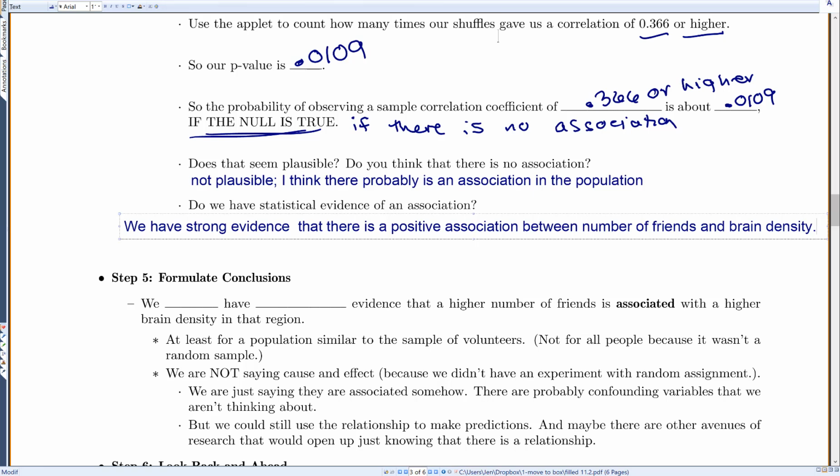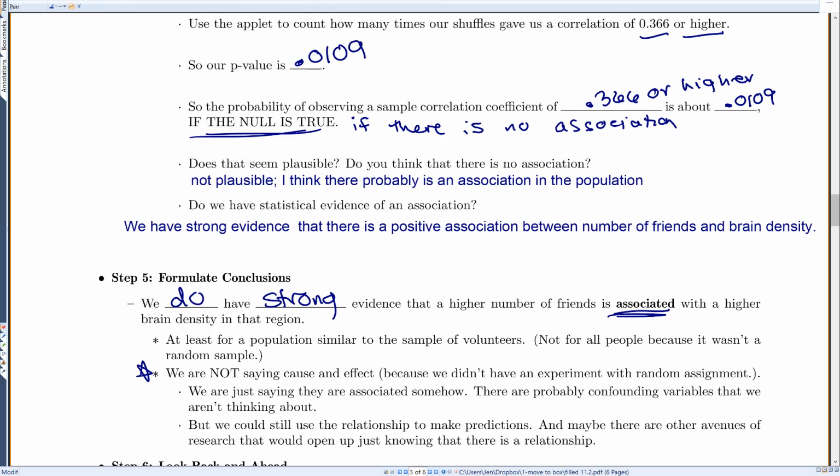Now, let's go to step 5 and talk about some conclusions. So we could say something like, again, we already wrote it once, but we could say we do have strong evidence that a higher number of friends is associated with a higher brain density in that region. Okay, you do have to be careful to use the word associated, because we do not want to say cause and effect. Okay, so let's skip to this. We are not saying cause and effect because we don't have an experiment with random assignment.